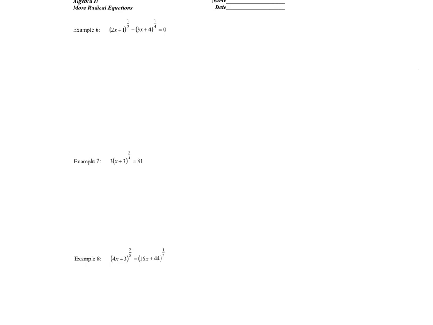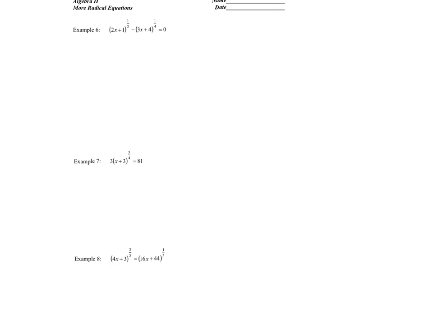Example 6 is slightly different than the problems that we've been doing on the first page. We have 2 radicals here. We have (2x + 1) to the 1/2, which is a square root, and we have (3x + 4) to the 1/4, which is a fourth root. So we have 2 different types of radicals in the same problem. We're still going to start this the same way.